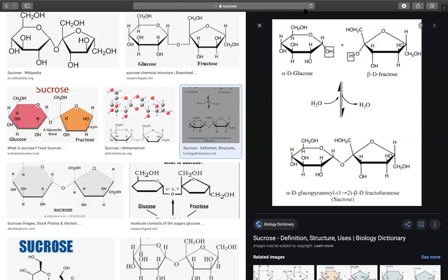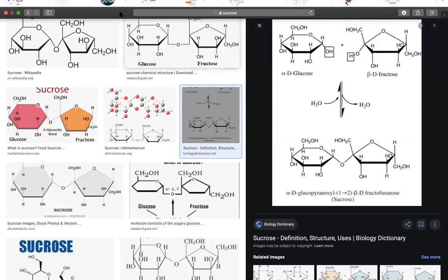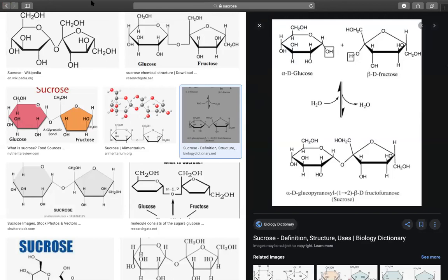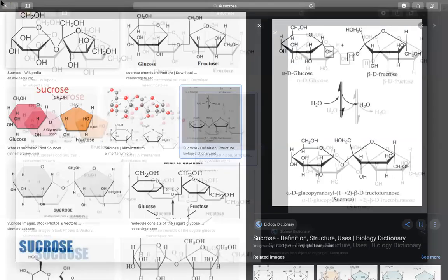So is it clear? If it's not engaged in a bond, it means it's free. But if it is engaged in a bond, it is not free. Is it clear?